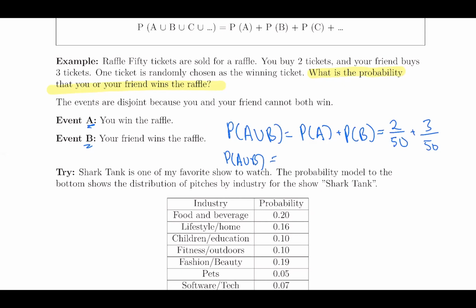All right. So if you look at it, we get 2 over 50 plus 3 over 50. If you know fractions, 2 over 50 plus 3 over 50 is 5 over 50, which is 1 over 10, which is 0.10 or 0.1. And that will be your final answer. So there's a 10% chance that either you or your friend will win this raffle. And we're done. Any questions in regard to this first example?